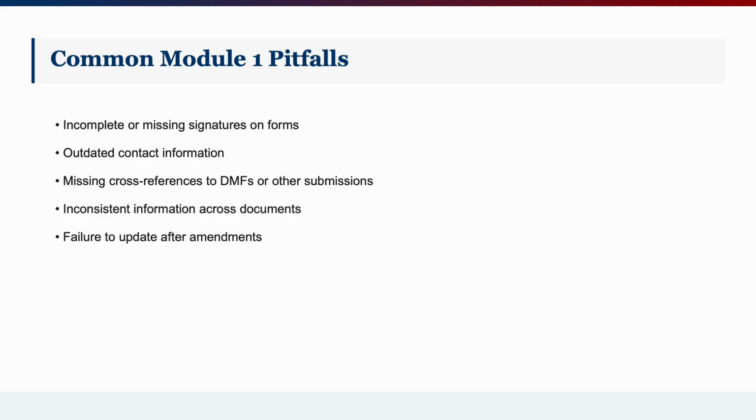Inconsistent information across documents raises red flags. If Form 1571 lists a different sponsor address than your cover letter, reviewers will wonder which is correct. If financial disclosure forms conflict with each other, it suggests poor attention to detail. Consistency matters.